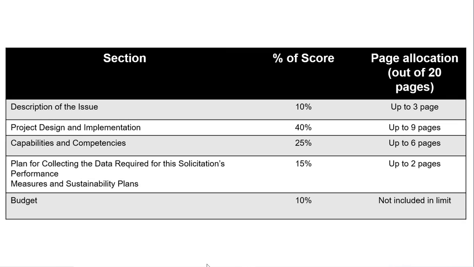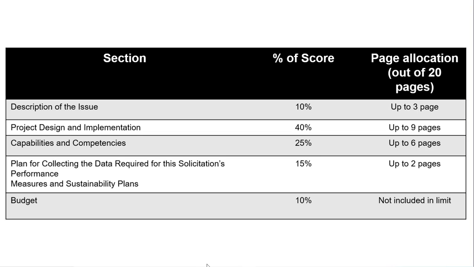When we look at that in totality, there were 5 scored sections available in this particular FOA. The points weigh heavily on the project design and implementation. 40% of your overall score is going to come from that section. So when you think about dividing up your 20 pages, you want something close to half to be allocated to that particular section, and then the remaining spread out across.